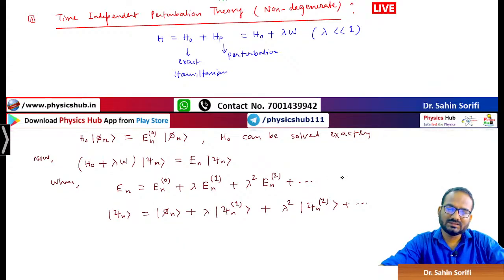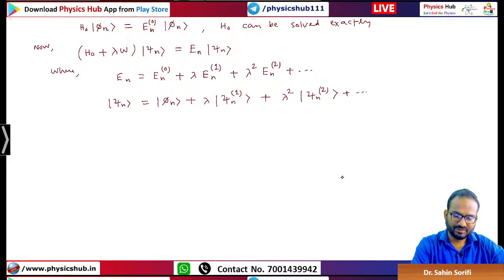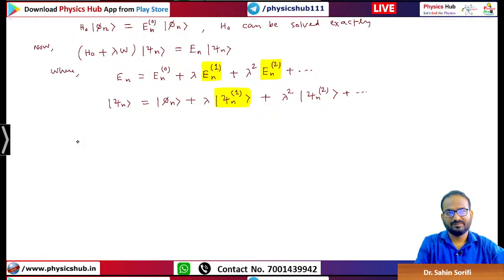Now our task is to calculate these corrections. Mainly in your examination they ask you about the first order correction in energy, the second order correction in energy, and the first order correction in wave function. Only these three terms they ask you to calculate in the examination. So let's give the formula for all of them.